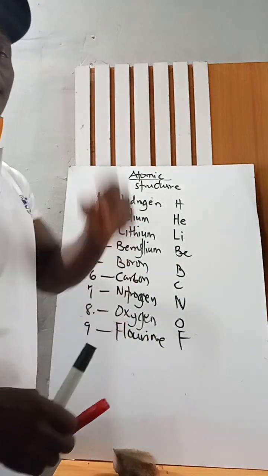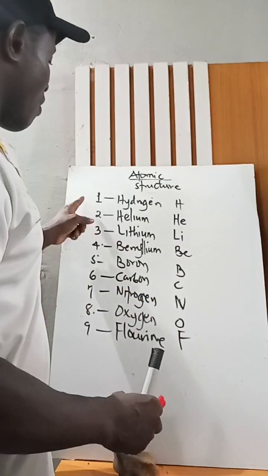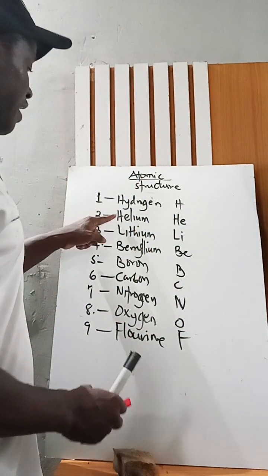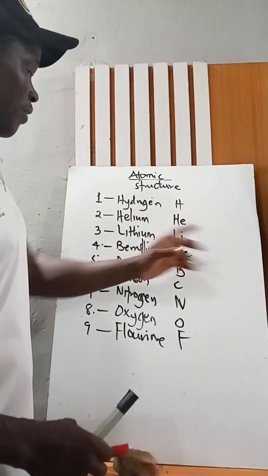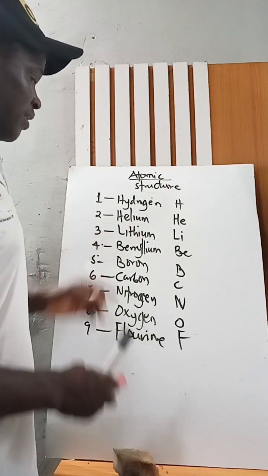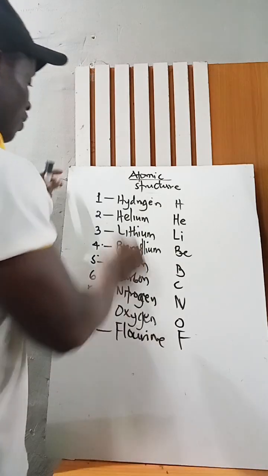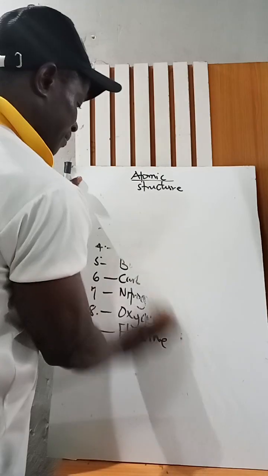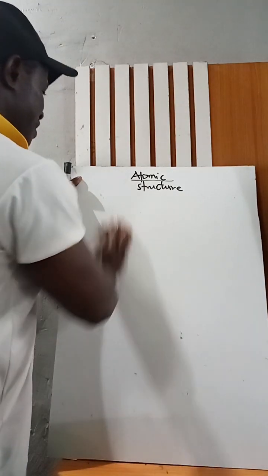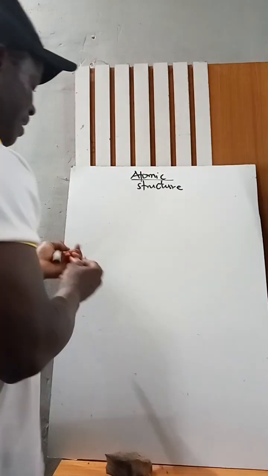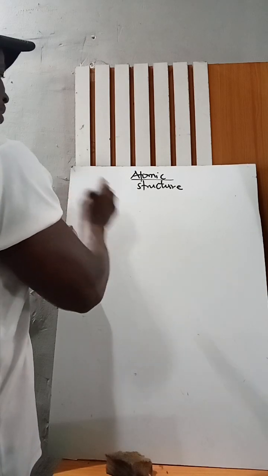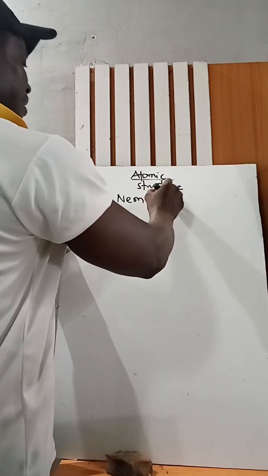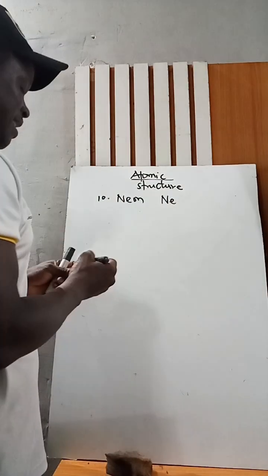So if you are asked, what is the atomic number of hydrogen? Answer is 1. What is the atomic number of helium? Answer is 2. Atomic number of lithium? Answer is 3. So I'm going to start from number 10. What is element number 10? Element number 10 is neon, and the symbol of neon is Ne.